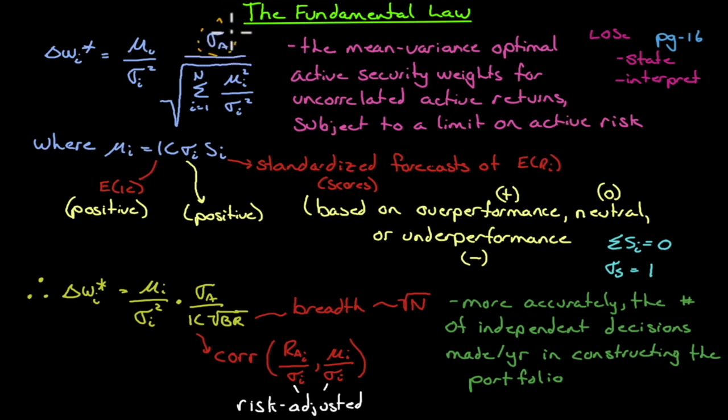There's the limit on our active risk right there. So let's break this down and see what we have. What is the numerator here? Mu. We know it's our forecast, a subjective forecast of active return. That's what we believe the active return will be. So the higher the active return that we think we can get, the greater the weight. The lower the active return, the lower the weight. And active return is divided by the variance of that particular asset.